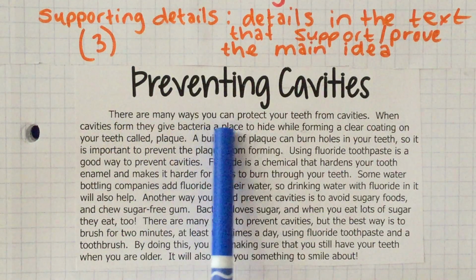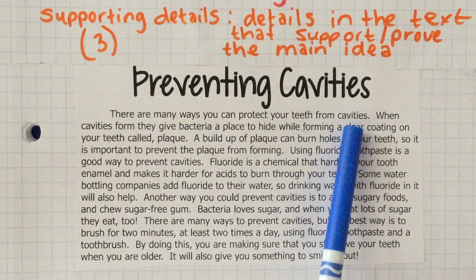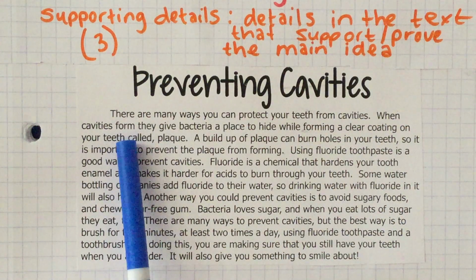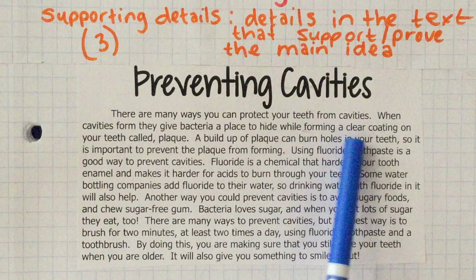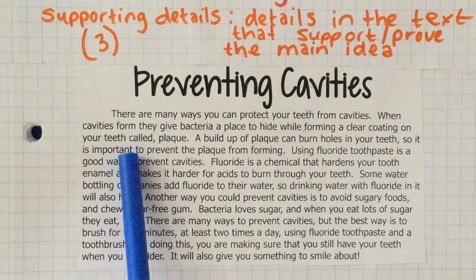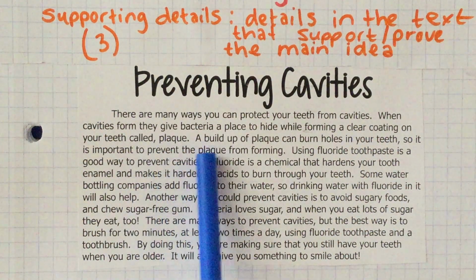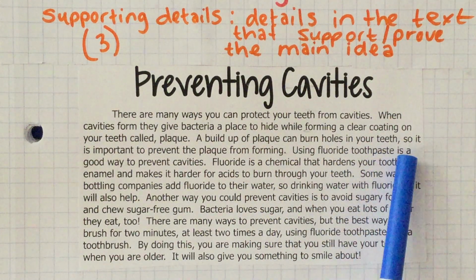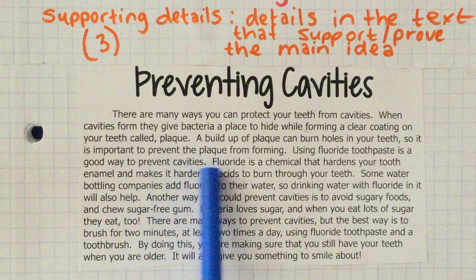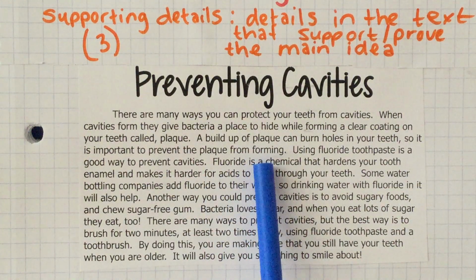There are many ways you can protect your teeth from cavities. When cavities form, they give bacteria a place to hide while forming a clear coating on your teeth called plaque. A buildup of plaque can burn holes in your teeth, so it is important to prevent the plaque from forming.